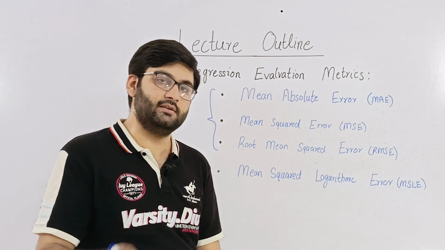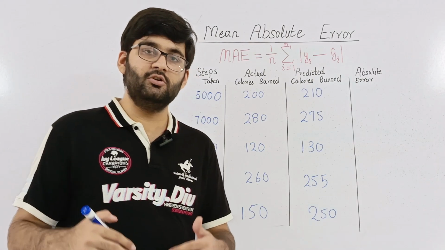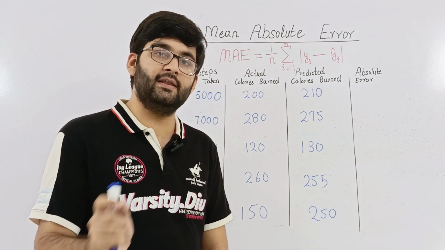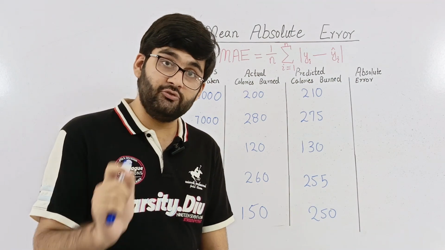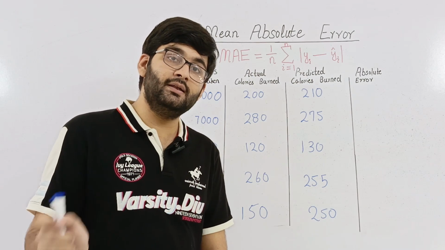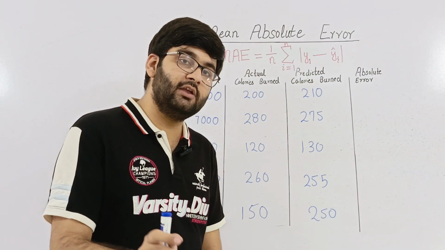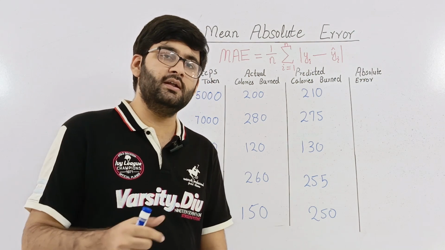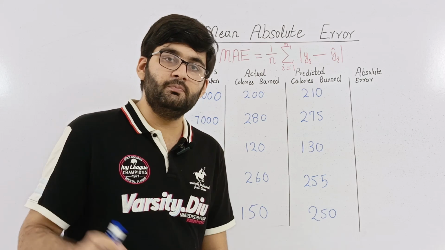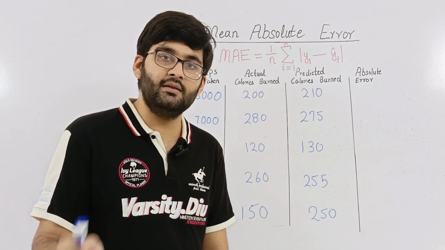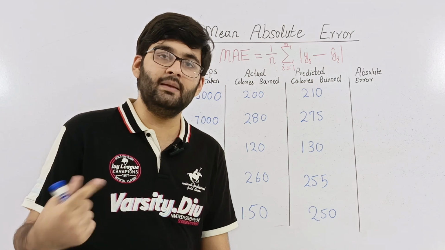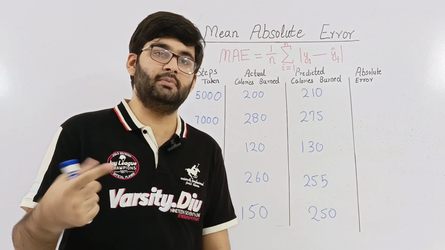So let's start. Mean absolute error is based on the absolute difference between the actual target values in the dataset and the predicted values by our regression model. Consider a problem where we are using a regression model to predict the number of calories burned by a person according to the number of steps taken by that person.